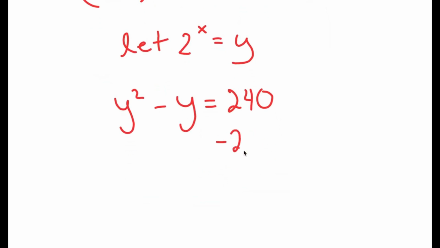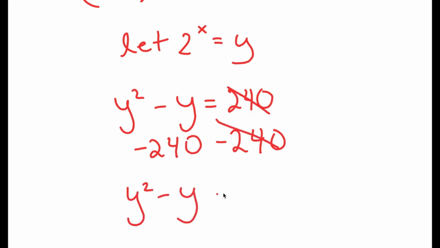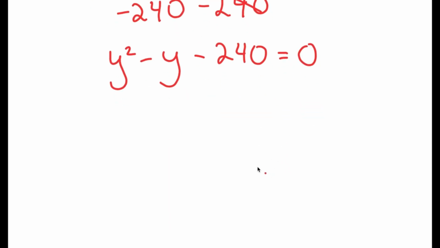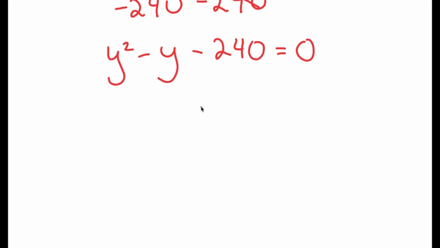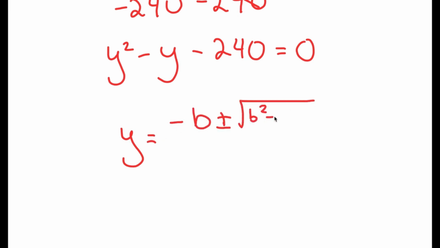And now I can subtract 240 on both sides. So these two cancel out, and I get y squared minus y minus 240 is equal to 0. So what I have here is a quadratic equation. And to find the solutions of this quadratic equation, I can use the quadratic formula. If you already know, the quadratic formula is negative b plus or minus the square root of b squared minus 4ac all over 2a.